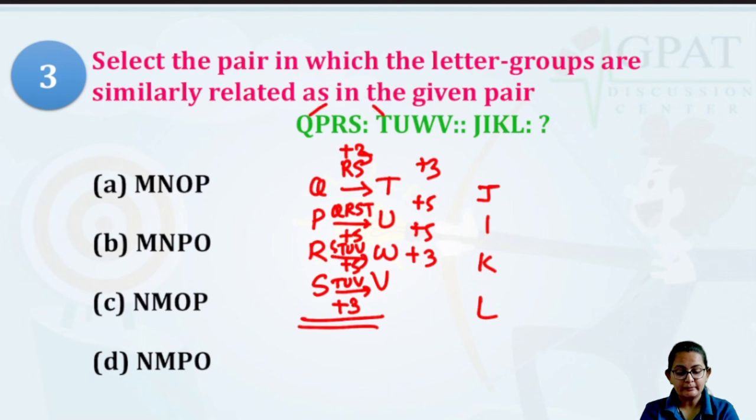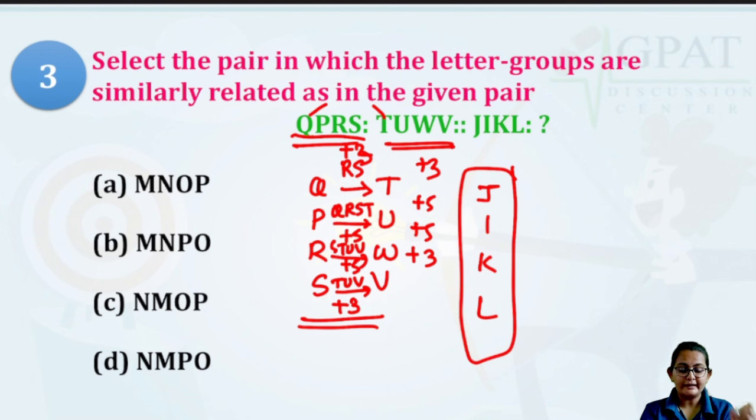That means if we add 3 more letters to Q, we get T. If we add 5 more letters to P, we get U. If we add 5 more letters to R, we get W. And if we add 3 more letters to S, we get V. So this is the relation existing between QPRS and TUWV. Similarly, you have to apply the relation to JIKL: +3, +5, +5 and +3, and you will get the answer. So the answer would be J, K, L, M.